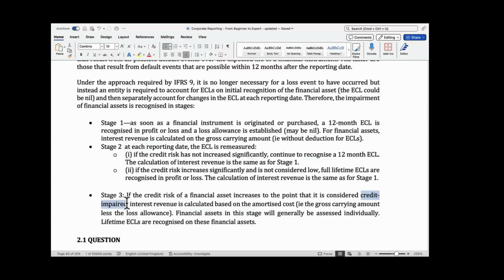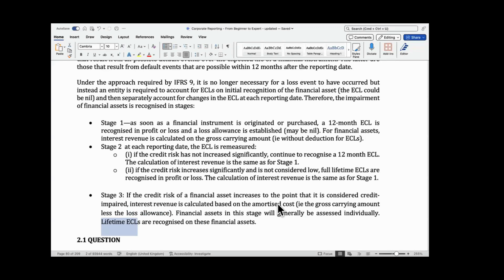And in that case now, interest revenue will now be on amortized cost, or the net carrying amount. That is the gross carrying amount minus the loss allowance. So that means interest will be on the net. You will not be calculating interest on something that you have lost already. So it will now be on the net amount. And of course, your impairment loss will still be lifetime ECL.